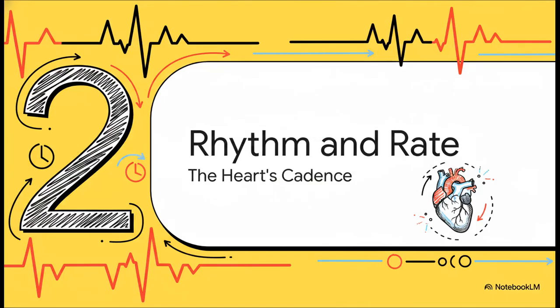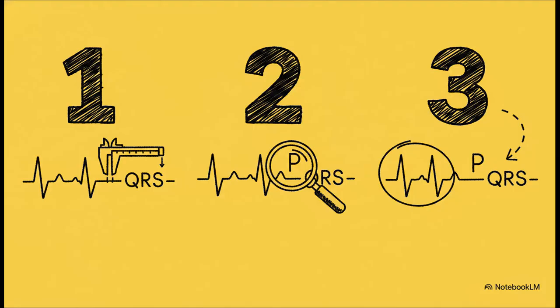So our analysis always kicks off with the two most fundamental parameters, rhythm and rate. Why here? Because these give you the most immediate assessment of the heart's electrical stability and its overall timing. It's the first clue to whether things are stable or not. Now, assessing the rhythm isn't as simple as saying regular or irregular. It's actually a nuanced three-part process.